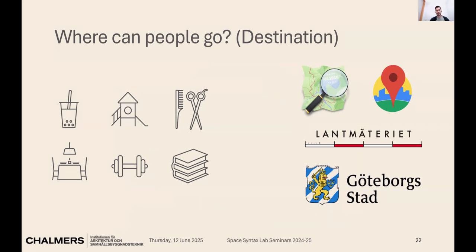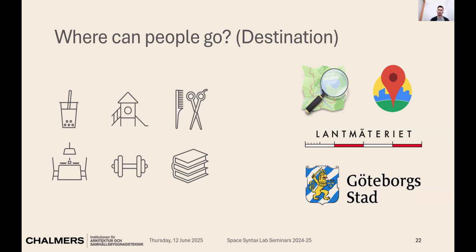Once we have the routing mechanism sorted out, the next thing was where can people actually go or where do they want to go? And these are the destinations. And the primary data set for the destinations of different amenities like restaurants, playgrounds, gyms, and so on comes from OpenStreetMap.